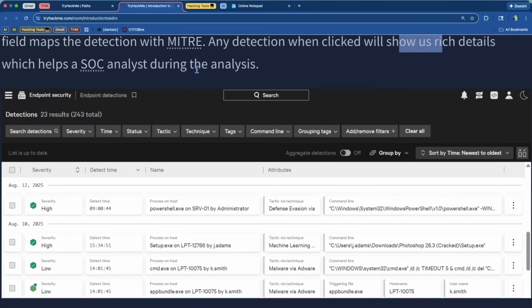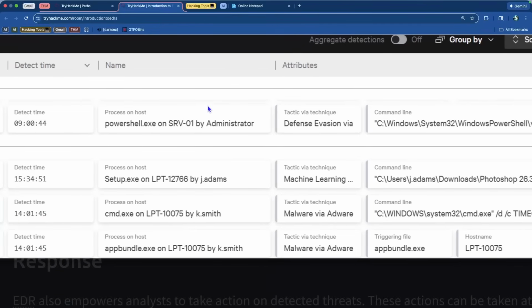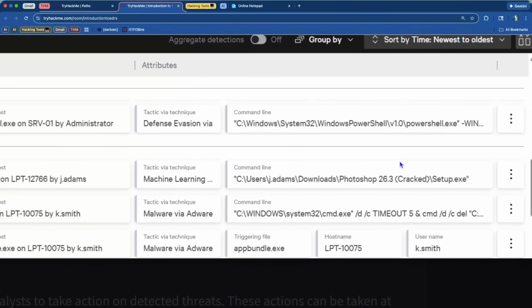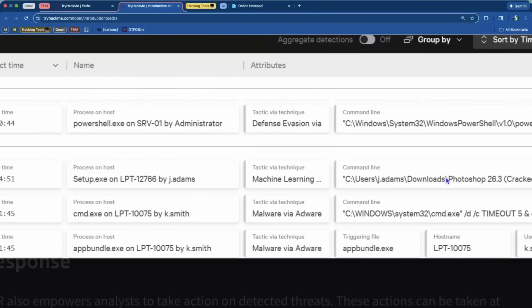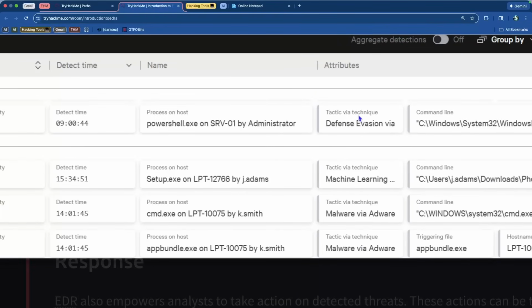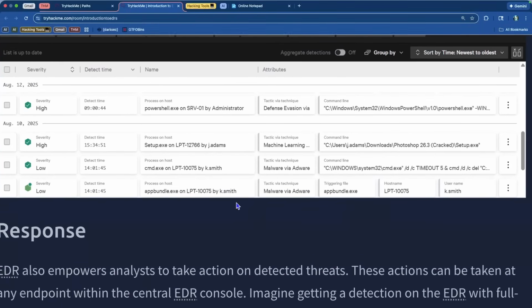So this will show us rich details, which helps us during our analysis. This is what we have over here now. We have the time right here, the process on the host, the tactic, and then the command line execution that was actually done. And each one of these things will go ahead and expand into more information as well. So the tactic via technique is the reference to MITRE, and then the process on the host, so PowerShell on this specific host by the admin user, setup.exe on that host by J Adams, etc. So again, very good detailed information as to what happened.